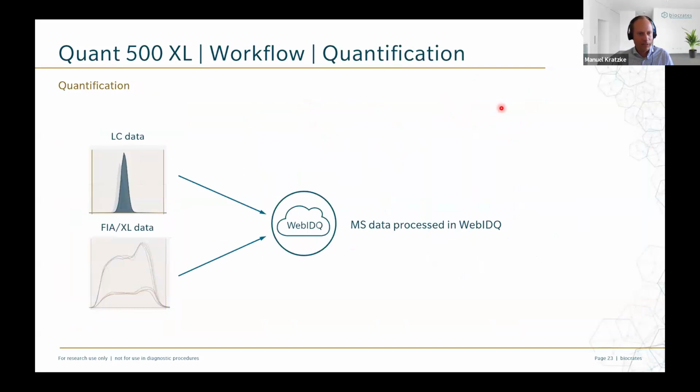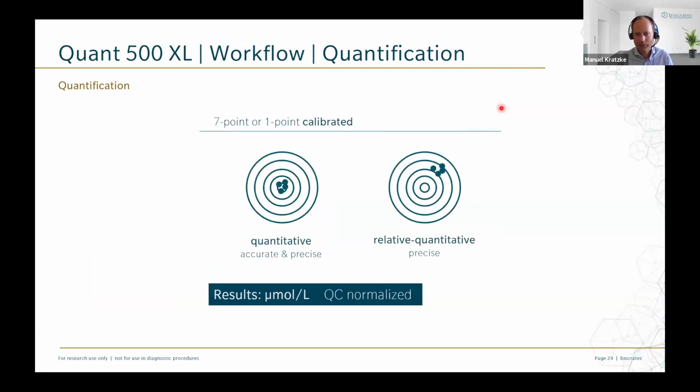In the end, all MS data, so all data files, are imported into the WebIDQ software and processed. After processing the data in the WebIDQ software, which is quite easy and streamlined, all results are quantitative, so they are given in micromolar. Then there's a quality control normalization, a so-called recalibration for all metabolites, so that you have highly quantitative results for all metabolites which are above the detection limit.